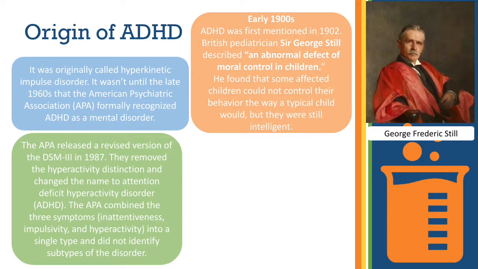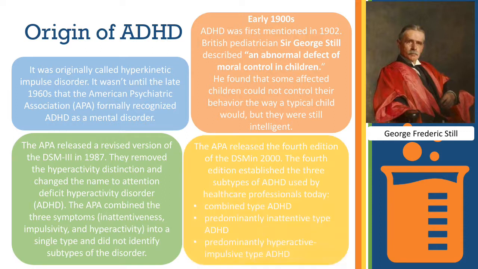The APA released a revised version of the DSM-3 in 1987. They removed the hyperactivity distinction and changed the name to Attention Deficit Hyperactivity Disorder, or ADHD. The APA combined the three symptoms into a single type and did not identify subtypes of the disorder. The APA released the fourth edition of the DSM in 2000, which established the three subtypes of ADHD used by healthcare professionals today: the combined type, the inattentive type, and the hyperactive impulsive type.